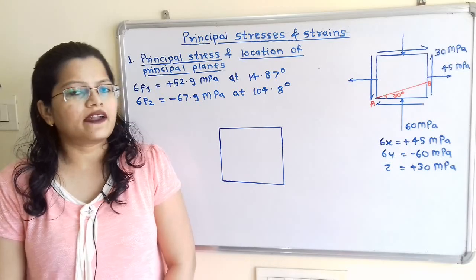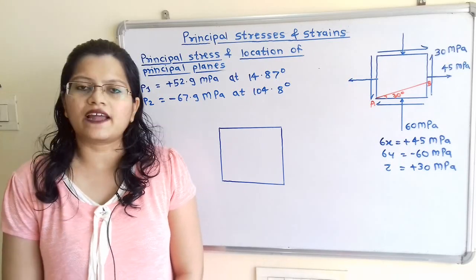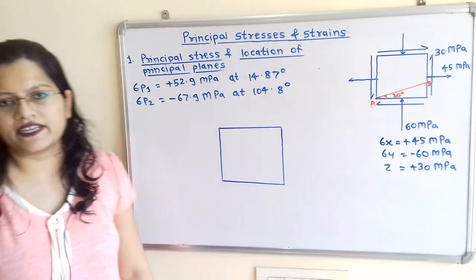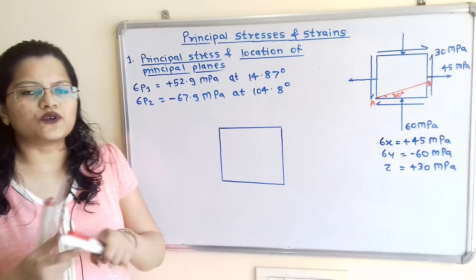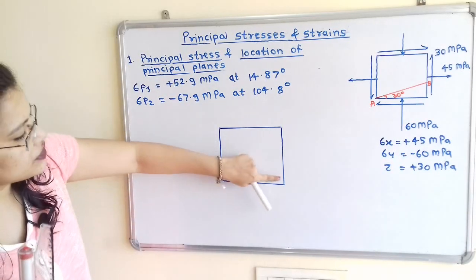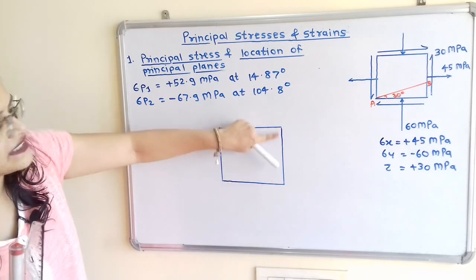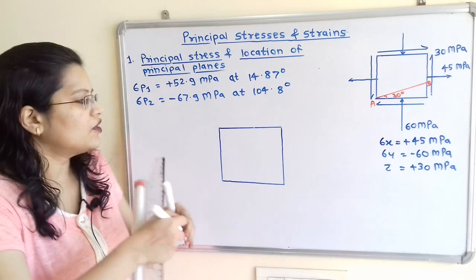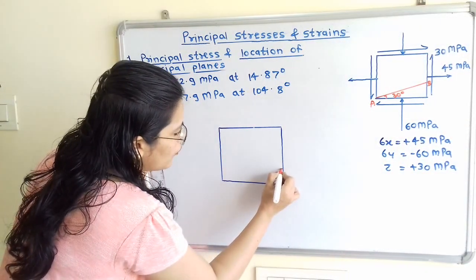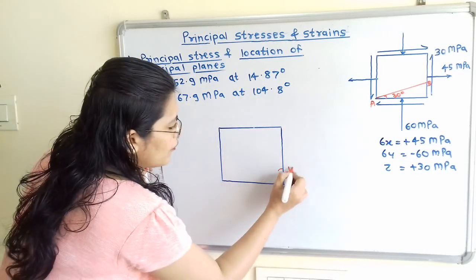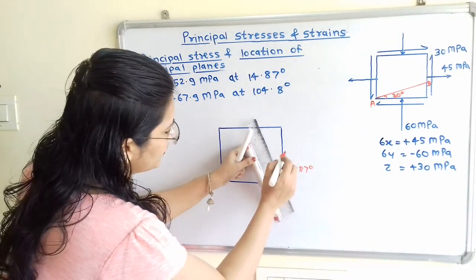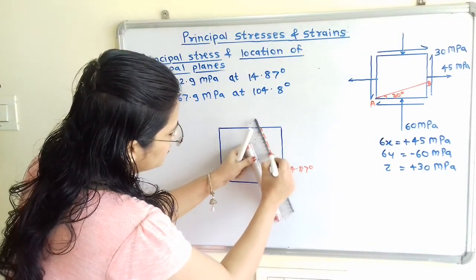Now we will understand how to locate the principal planes and principal stress. First we will locate the angle 14.87 degree. There is one rule: we always show these angles in the anti-clockwise direction from this face, which we consider as the front face. If we move in the anti-clockwise direction at an angle of 14.87 degree, we will get this point, and I will draw one construction line here.